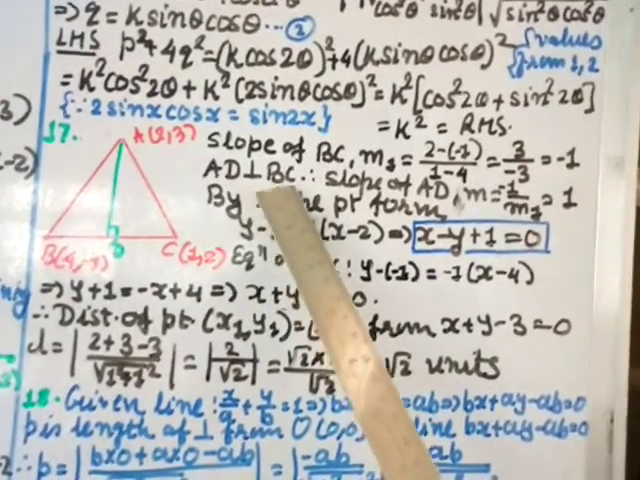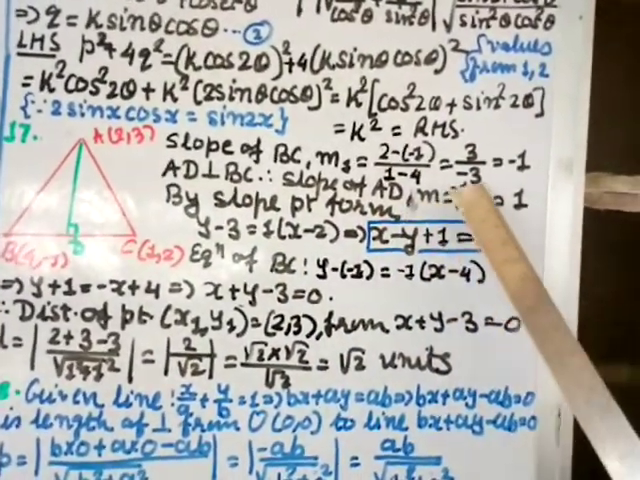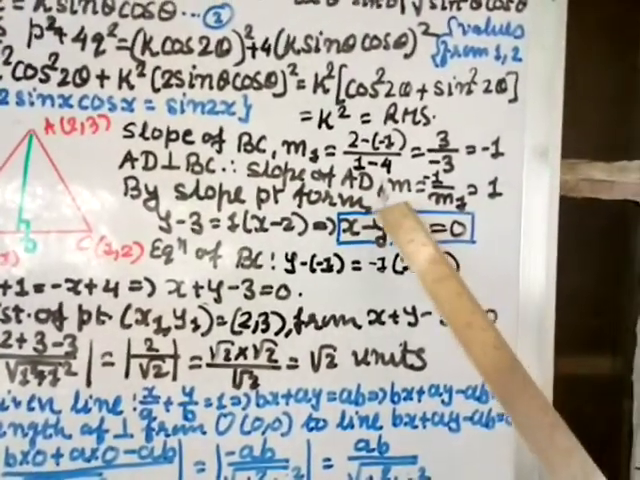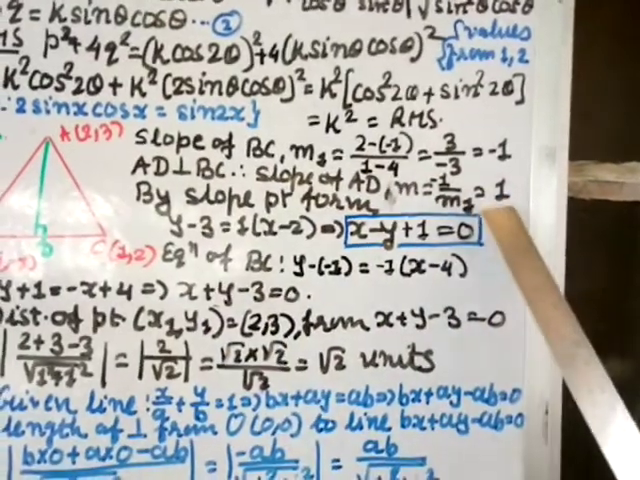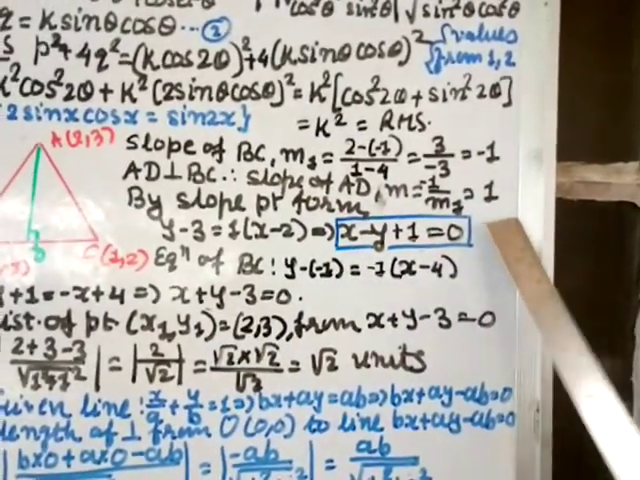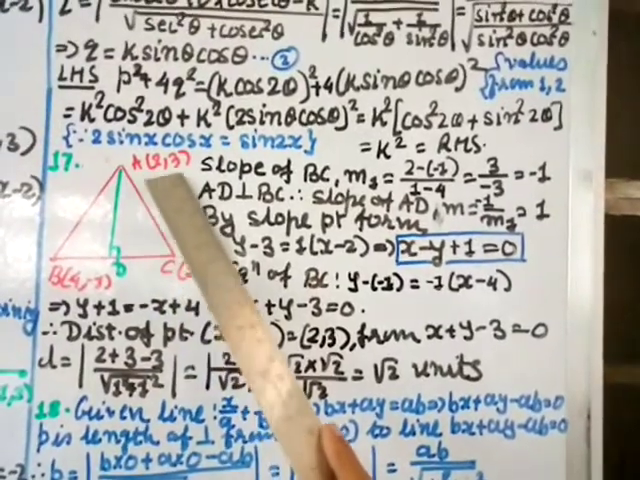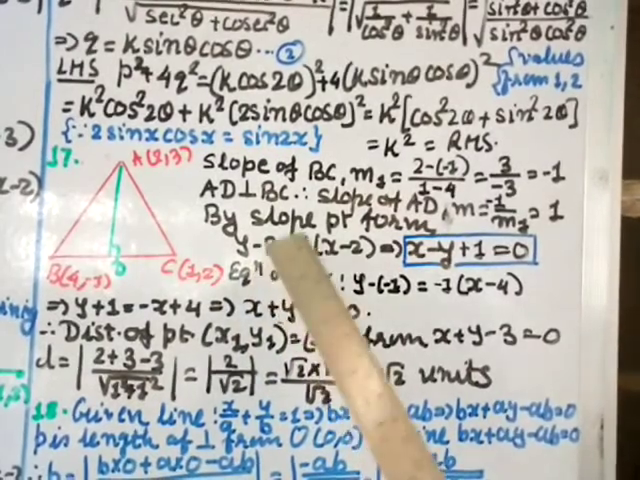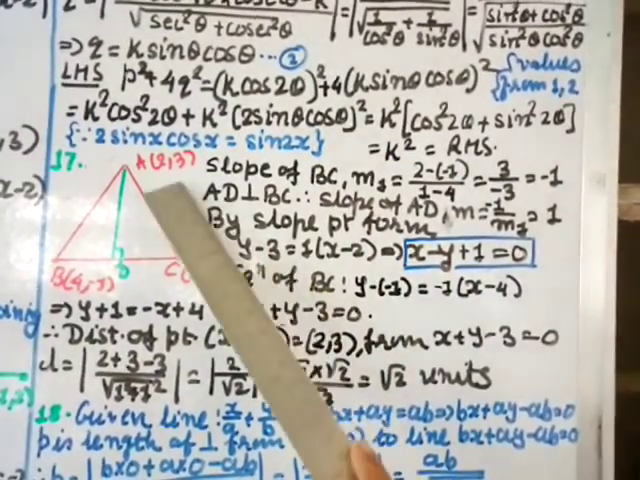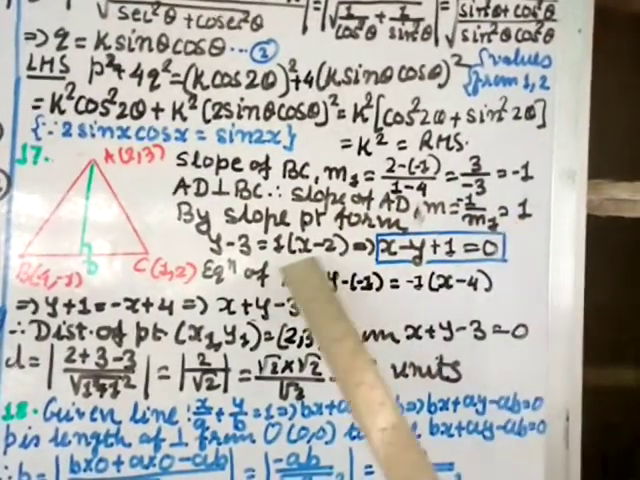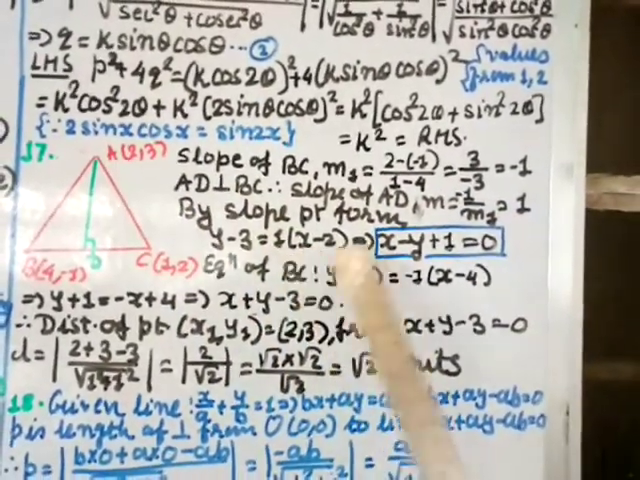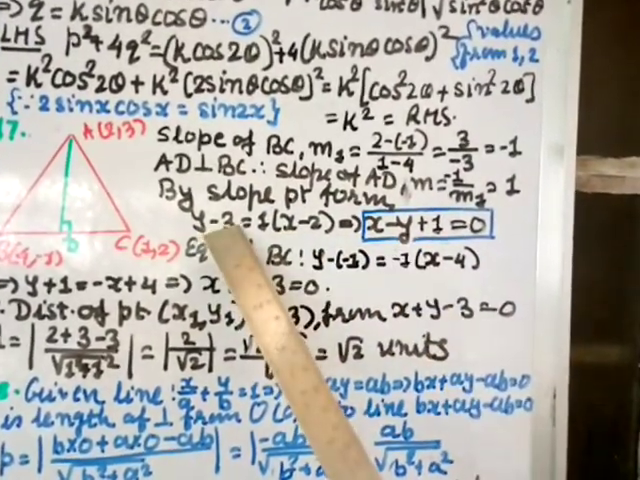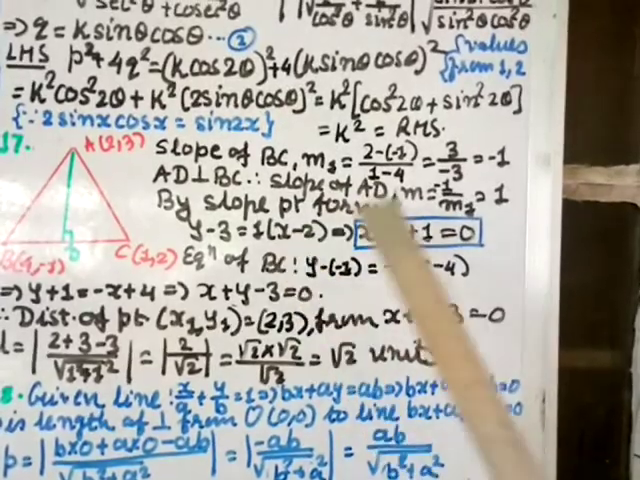Now AD is perpendicular to BC, therefore slope of AD will be m equal to minus 1 by m1. This we have used many times for two perpendicular lines. So the slope of the line AD will be the negative inverse of this, so 1. Now by slope point form, the point A and the slope are there, so use this and find the equation of AD. So y minus y0, where y0 is 3, equal to m, which is 1, into x minus x0, so x minus 2. This gives y minus 3 equal to x minus 2, so transferring y over here, x minus y, and transferring minus 3 here, plus 3 and minus 2 gives plus 1 equal to 0.